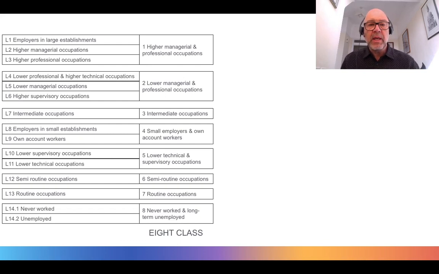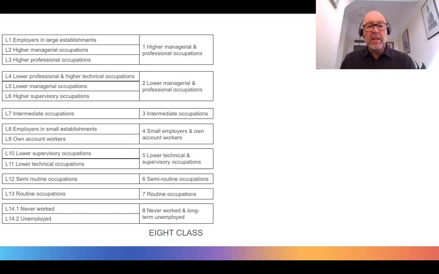and sometimes class 1 is split into class 1.1, which is employers and managers, and then 1.2, which is higher professionals. Sometimes you see 1.1 and 1.2, but it's just a splitting out of class 1 in the 8 class version. Sometimes class 8 can't be operationalized in your data sets. It depends on what you've got there.